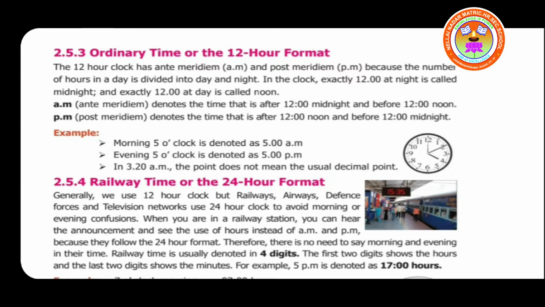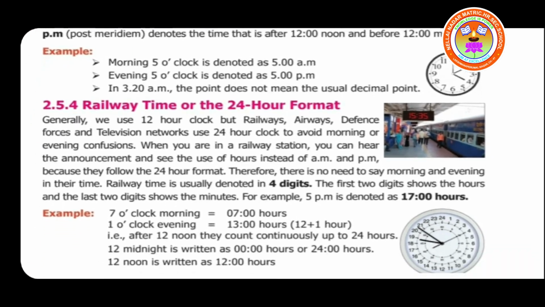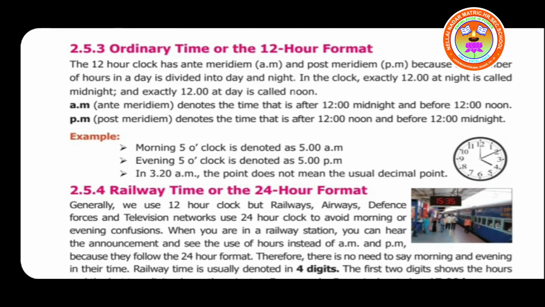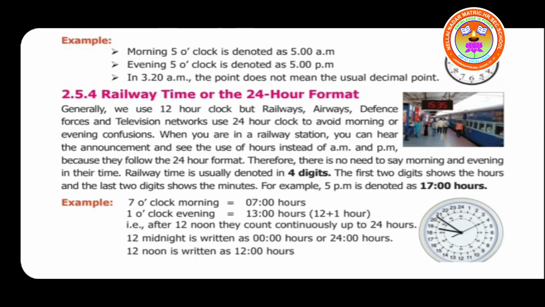Okay. Now let us see about the railway time or the 24-hour format. Now we have learned about the 12-hour format. Next we will move on to the railway time, or it is called the 24-hour format. Generally we use the 12-hour clock, but railways, defense forces and television networks always use the 24-hour clock to avoid morning or evening confusion. Okay, usually we say AM denotes the morning session and PM the evening session, but to avoid the confusion they are using the 24-hour clock.